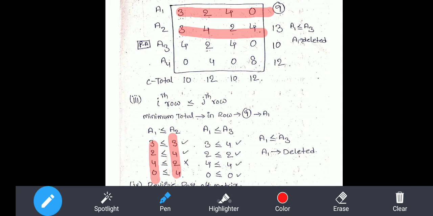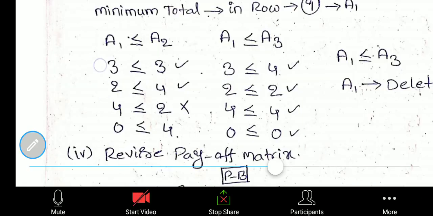So next we can go with A1 compared with A3. A1 with A3 comparison: all the elements are dominated here. Each and every element is dominated. So A3 is dominating A1, which means A1 will be deleted. The revised matrix will be shown to you in the next one.